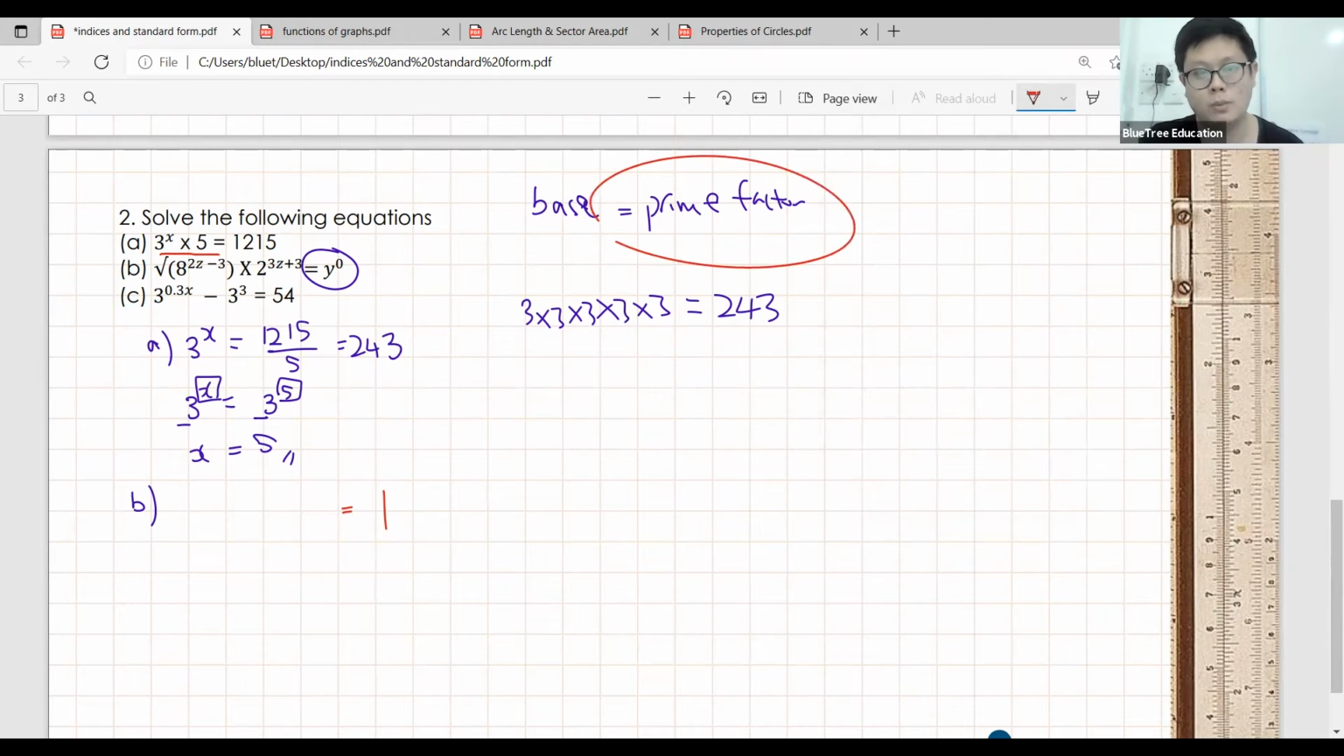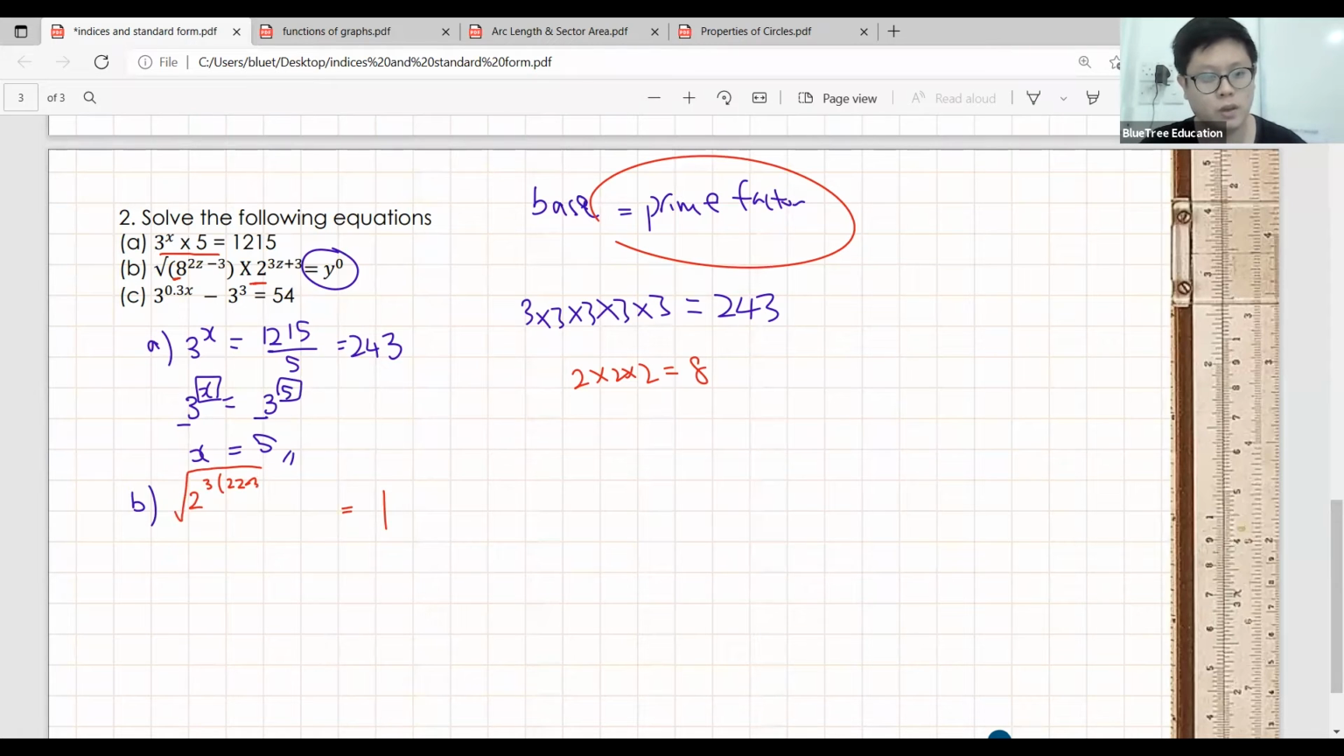Like I said, the common base is usually the smaller number that is a prime number. So since 2 is a prime number, we're going to check to see if 8 can become 2. Can it? 8 is made of 2 times 2 times 2, 3 times. So this means that if you change 8 to the base of 2, it will have 2 to the power of 3. But do not ignore the rest. The rest will still stay put over there together with the square root sign.